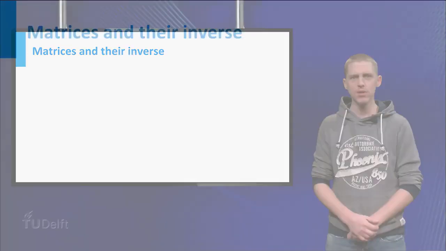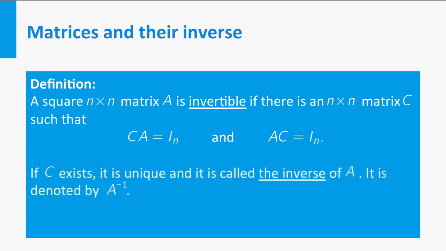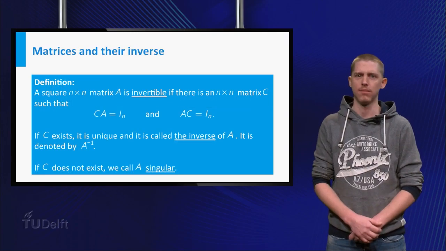For square matrices, we take the same approach as for numbers. A square n by n matrix A is called invertible if there is an n by n matrix C such that C times A equals I_n and A times C equals I_n. If C exists, it is unique. So we can call C the inverse of A and denote this by A to the power minus 1, just like for the numbers. If C does not exist, you say A is singular.